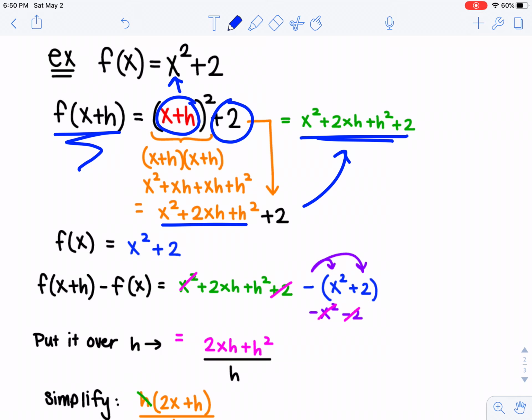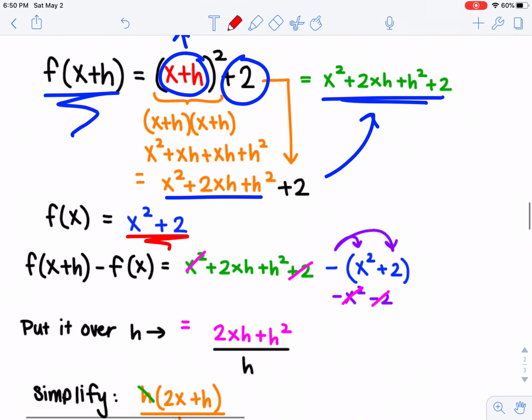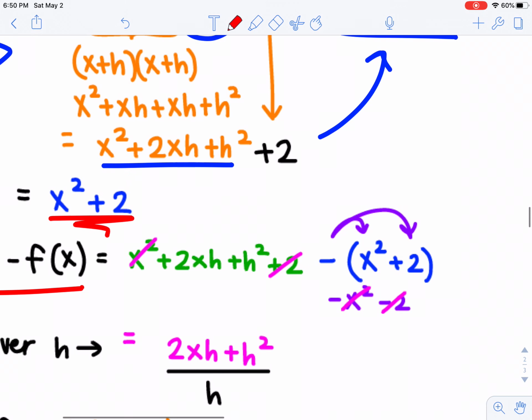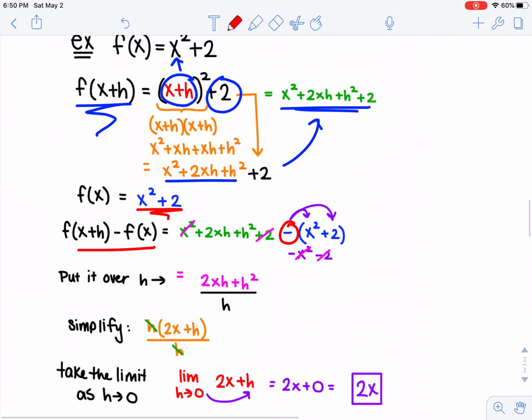He's 3 months old. All right, so then here's f of x. When I subtract f of x plus h minus f of x, I have to distribute the negative. And as you can see, some things will cancel out. I'm left over with this pink part.